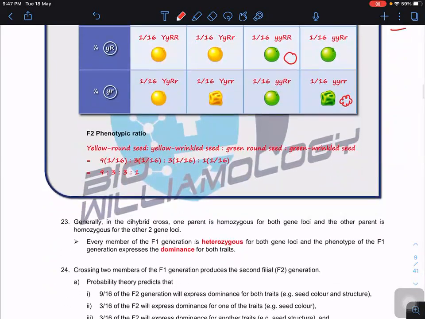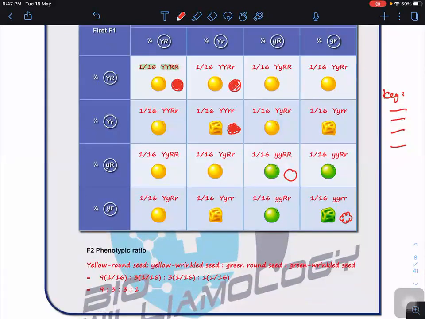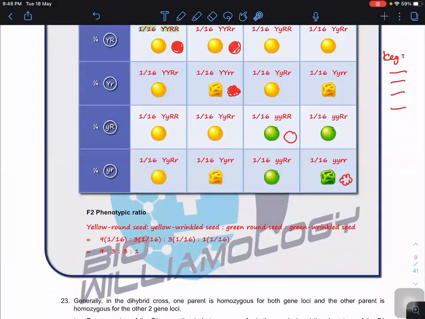So for the phenotypic ratio here, you can see that I have 9 boxes: 1, 2, 3, 4, 5, 6, 7, 8, 9. Yellow round appears 9 times, each of them 1 over 16, so 9 multiplied by 1 over 16. Yellow wrinkled, green round, 3 of them each, 3 over 16. And the last one, green wrinkled, 1 over 16. So we get the ratio 9, 3, 3, 1.